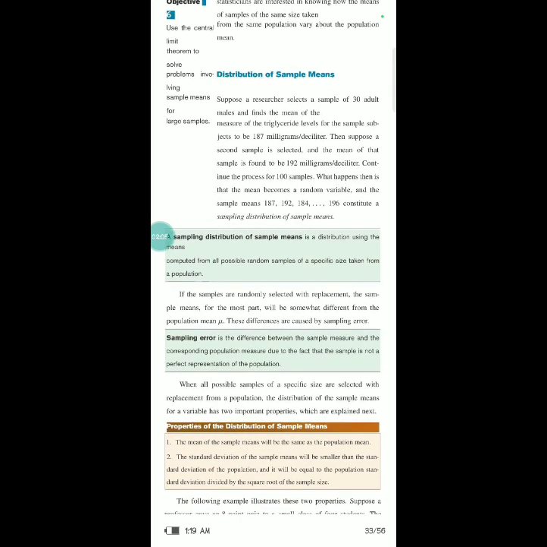If the sample means are randomly selected with replacement, the sample means for the most part will be somewhat different from the population mean mu. These differences are caused by sampling error. So, sampling error is the difference between the sample measure and the corresponding population measure due to the fact that the sample is not perfect representation of the population.